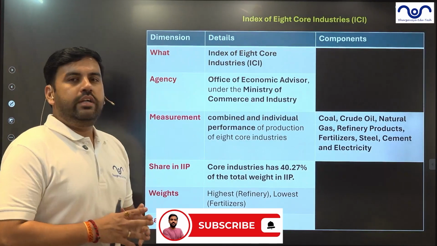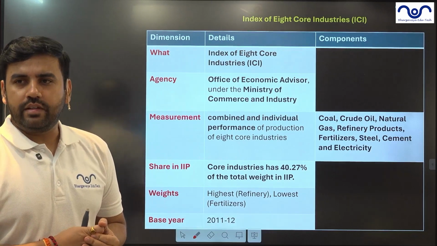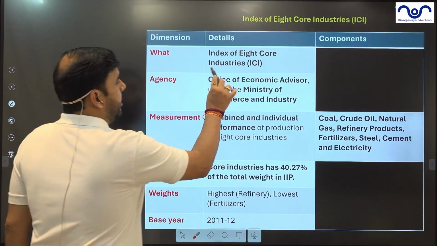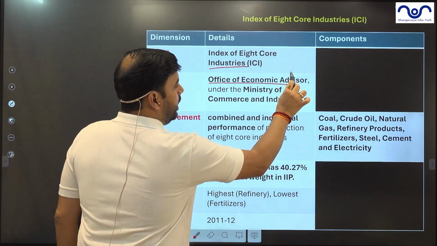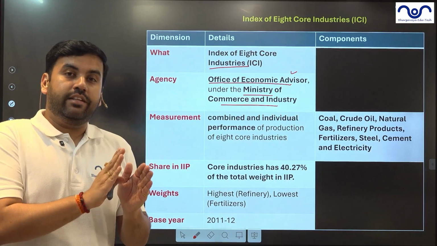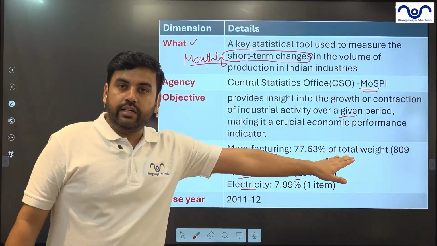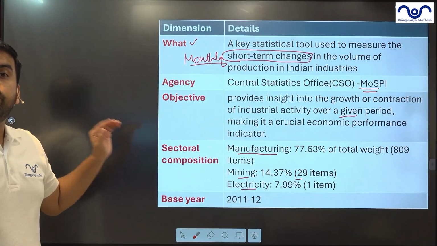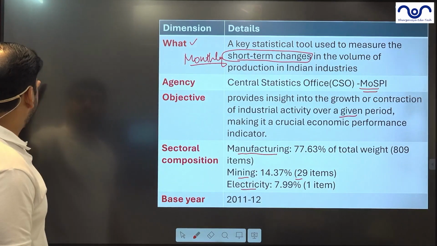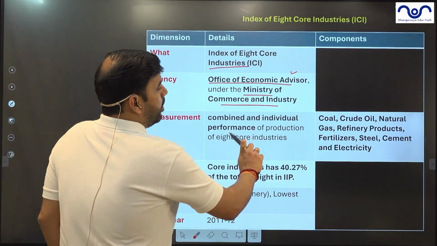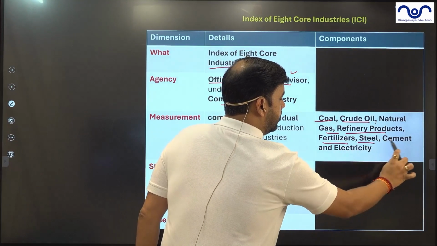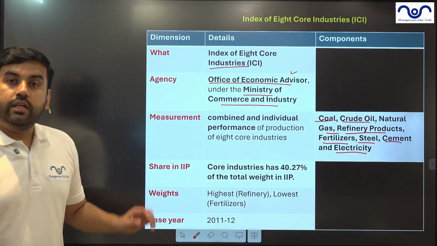With this, the 8 core industries, as I have already discussed in one of the previous classes, today also let's highlight that. Now, the index of 8 core industries is produced by the Office of the Economic Advisor under the Ministry of Commerce and Industry. So this is a separate index altogether, but it focuses on only 8 industries. Here there were 809. Out of this, there are some which are core. Core means which are very, very important for the economic development. What are those industries? Coal, crude oil, natural gas, refinery, fertilizer, steel, cement, and electricity.